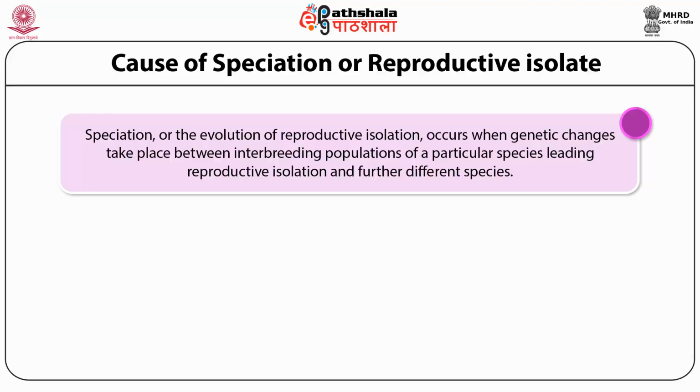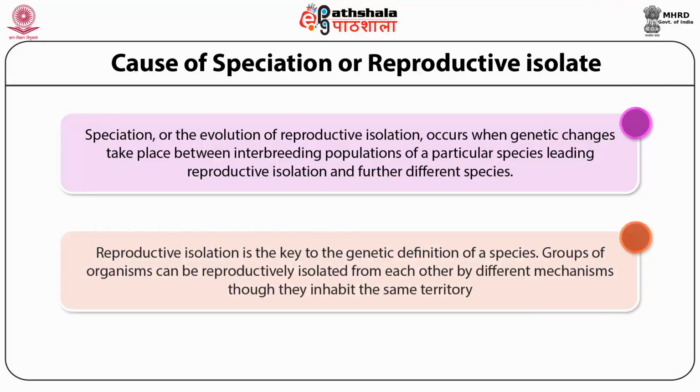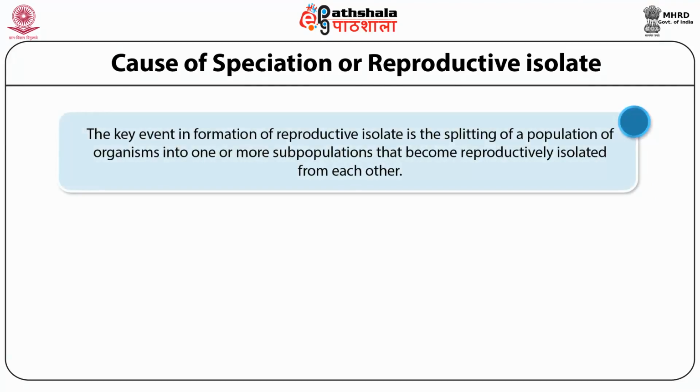With fossilized organisms, we are limited in the taxonomic definition. Reproductive isolation is the key to the genetic definition of species. Groups of organisms can be reproductively isolated from each other by different mechanisms, even if they inhabit the same territory. From a genetic point of view, these are genetically controlled, different mechanisms of reproductive isolation. It has been demonstrated experimentally that they can evolve in species whose geographical distributions overlap.